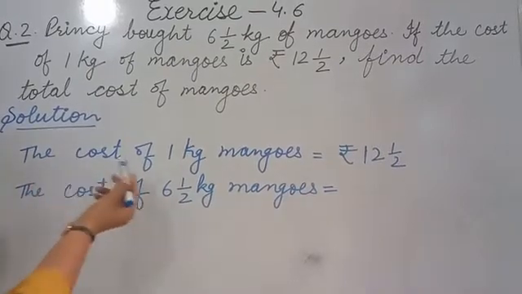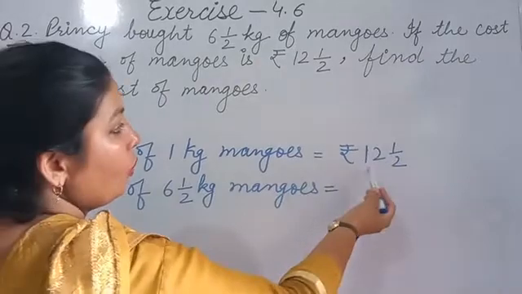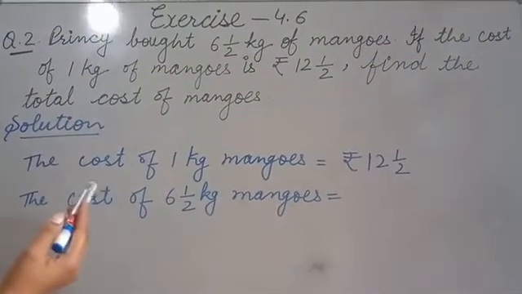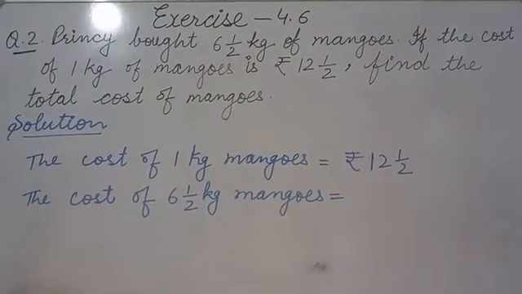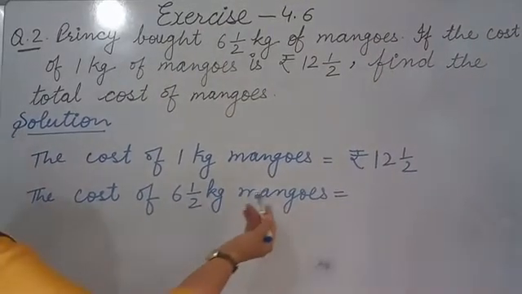The cost of 1 kg mangoes. 1 kg mangoes cost is 12 whole 1 upon 2. Okay, now how many total mangoes? 6.5 kg. So we have to find the cost of 6.5 kg mangoes. So the cost of 6.5 kg mangoes.